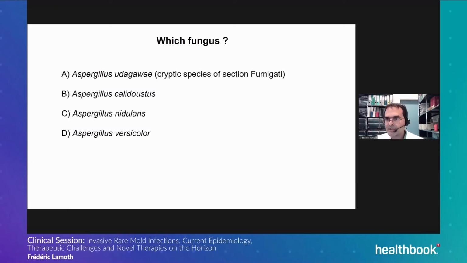If the experts panel, the chair or other speakers would like to try to answer, you're welcome. Do you think it's an Aspergillus sudagawe, which is a cryptic species of section Fumigati, an Aspergillus calidoustus, Aspergillus nidulans, or Aspergillus versicolor? Okay, so the response is calidoustus.